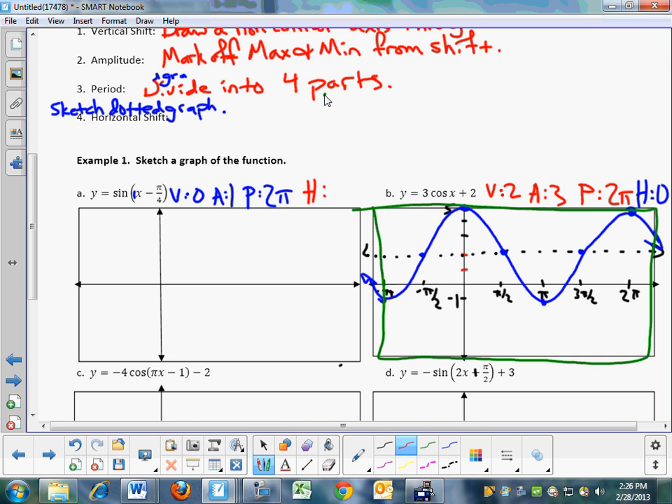Do people recognize what the horizontal shift is? If you were to solve this inside equal to 0, what would you get? X minus pi over 4 equals 0, so x is pi over 4. So that's going to be our shift. Before I apply that, I'm going to draw a graph. I'm going to draw it in blue. My amplitude is 1. Go up 1, down 1. Divide it up into 4 pieces.